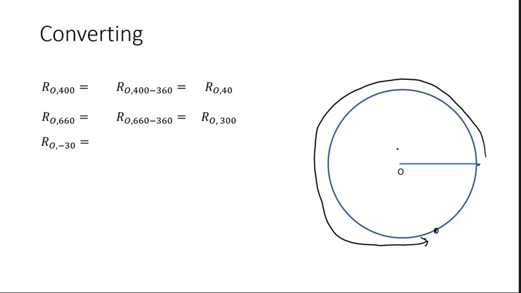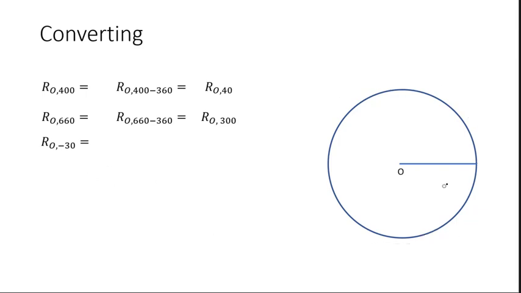Now what about a negative degree? What about negative 30? So negative 30 degrees, we can write this with a positive degree measurement, because if we start here and rotate this way 30 degrees, that'll take us maybe somewhere around here.